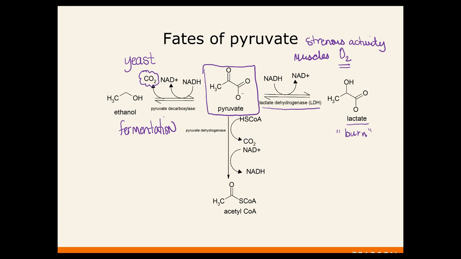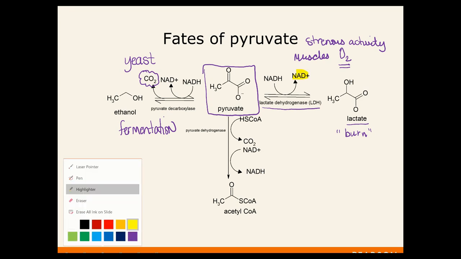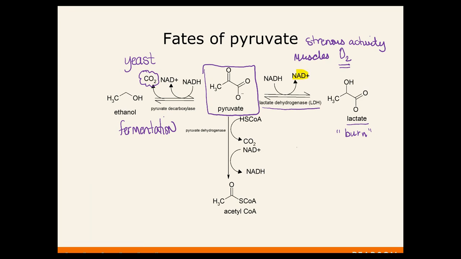Now, there's some other side notes here that are super important. One is that, see how it reforms NAD+? That's going to be really important because you need to regenerate NAD+ for glycolysis, right? We just saw that we make NADH. So this process is a way of regenerating NAD+ to keep glycolysis going.